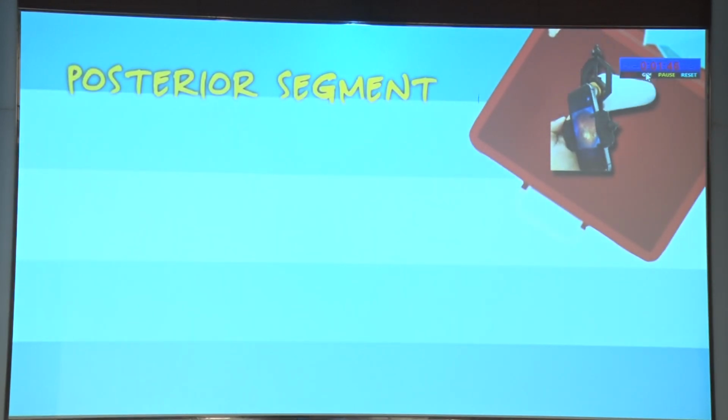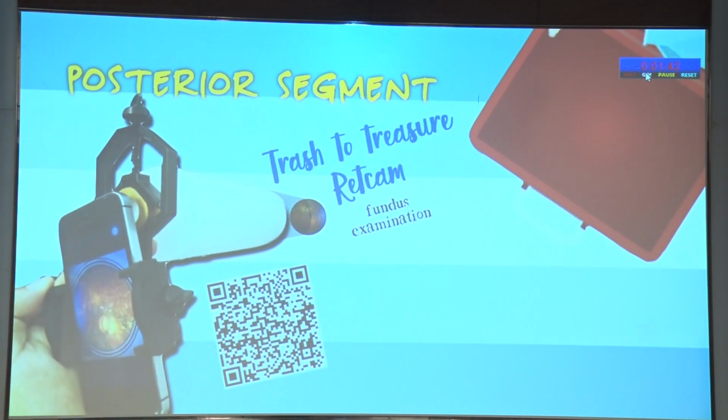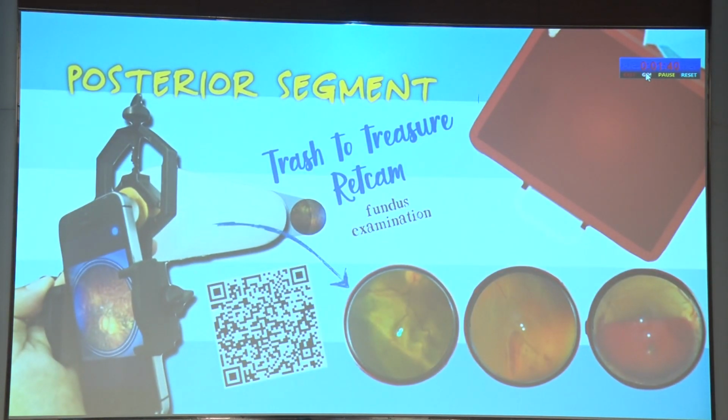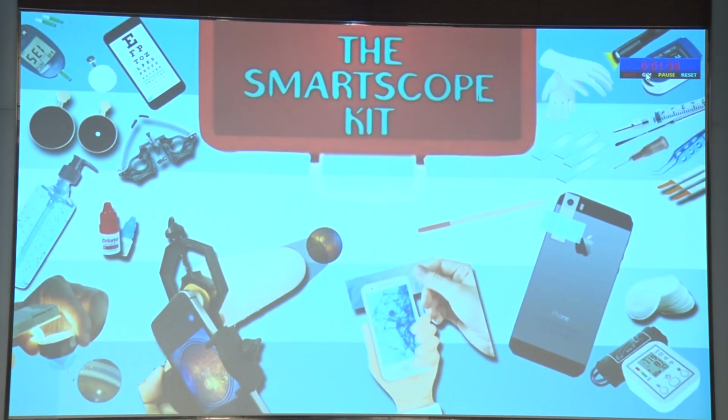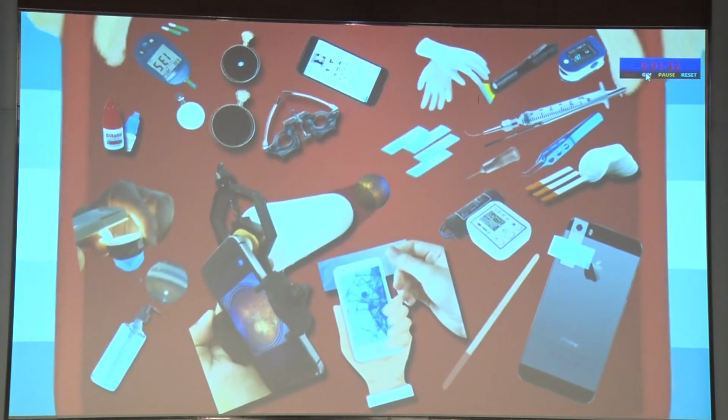Posterior segment examination tools include the Trace to Treasure RedCam for fundus examination using dilating drops. This kit comprises of frugal do-it-yourself tools required for basic examination of patient from anterior to posterior segment.